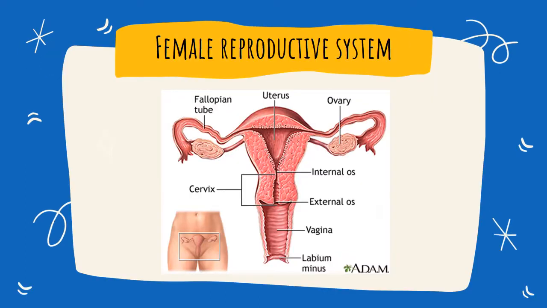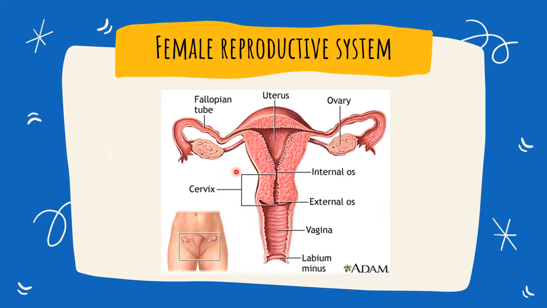So let's move on to female reproductive system. Generally, the functions are to produce eggs, which is ovum, to produce female sex hormones, estrogen and also progesterone, and also a site for fertilization.